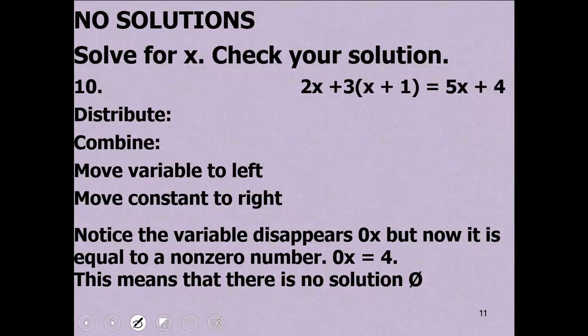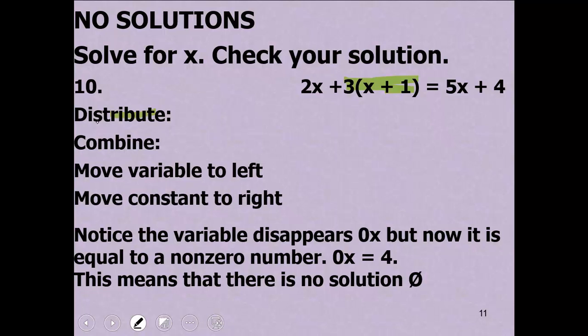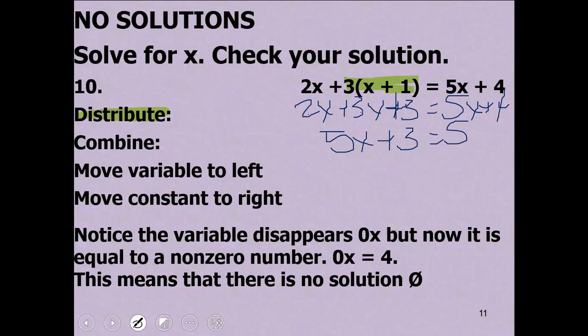All right, let's do an example and show you what it looks like when you're going to end up with no solutions. Again, you proceed just like you would, all right? I got a grouping symbol. So I got to distribute. Okay? Here we go. I get 2x plus 3x plus 3 is equal to 5x plus 4. 2x plus 3x is 5x plus 3 is equal to 5x plus 4.